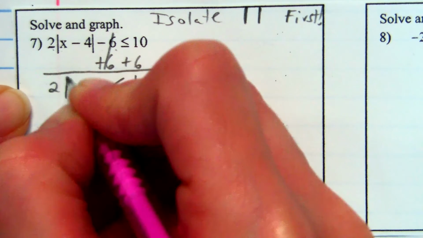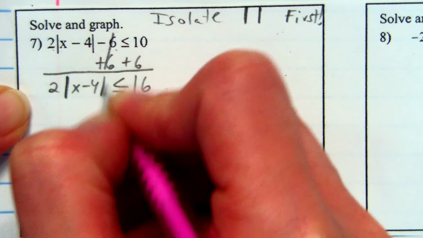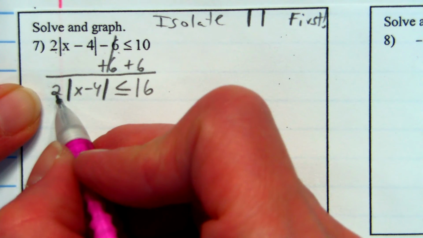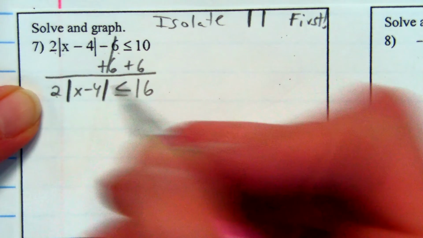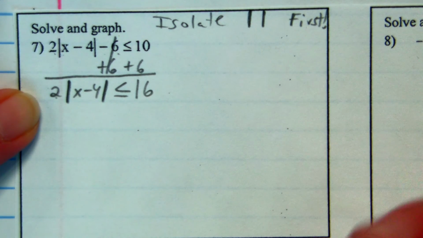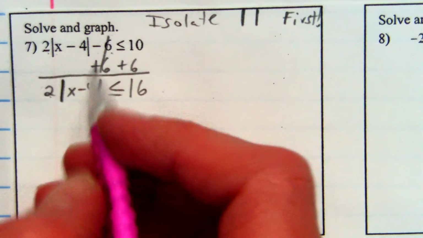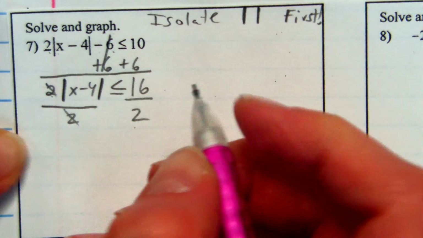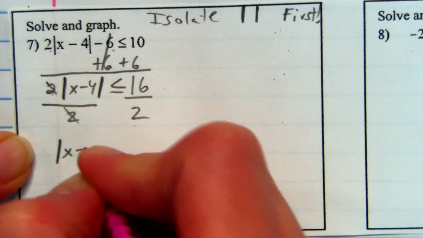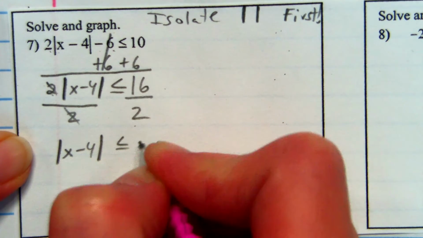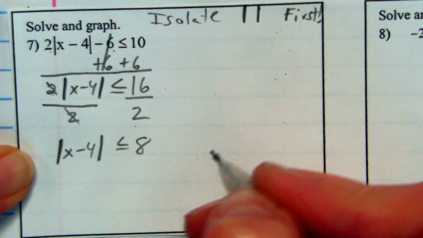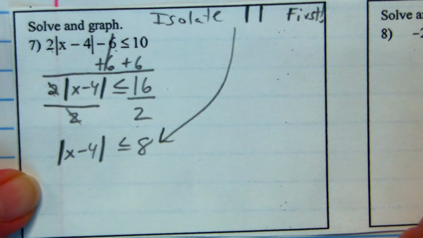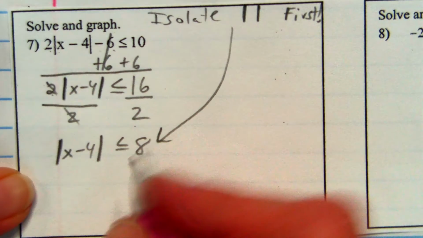Over here we have 2 absolute value of x minus 4. Okay, then we can get rid of the 2. Remember, you cannot distribute with absolute value. It's just a thing that sometimes it works and sometimes it doesn't, so we just try not to do it. So instead, we're going to divide by 2 and divide by 2. And we get the absolute value of x minus 4 as less than or equal to 8. Now that we've done that, that's when we can actually branch out and do our 2 inequalities.